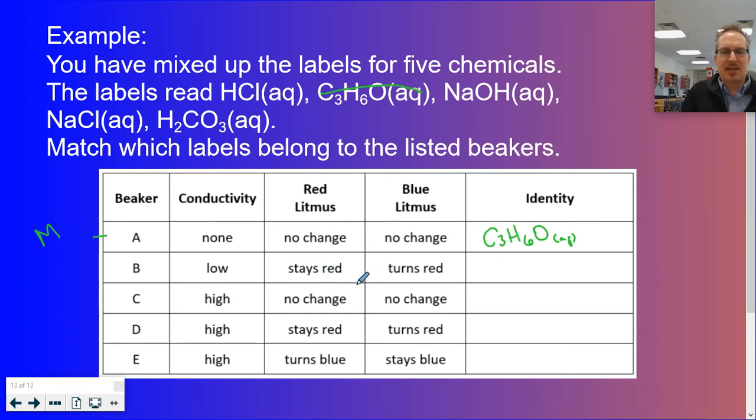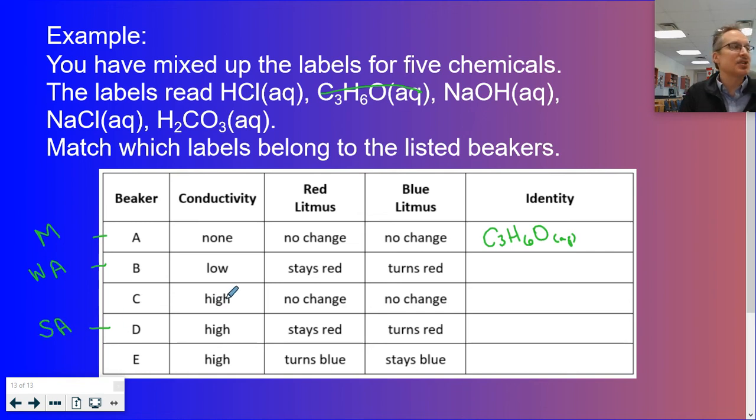Anything else that's really easy? Ooh, so we have stays red, turns red. So this is going to be an acid. We know it's an acid. However, because it's got low conductivity, we know it's a weak acid. Whereas down below in D, stays red, turns red, it's also an acid, but because it has high conductivity, this is going to be a strong acid.